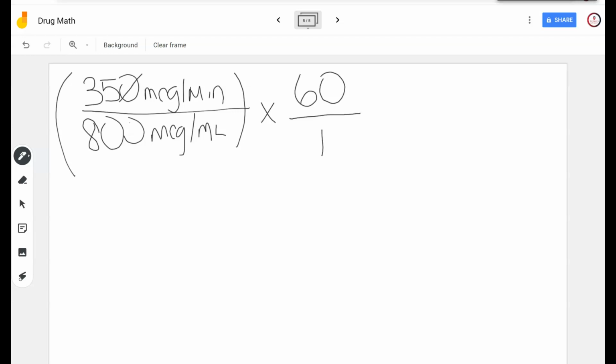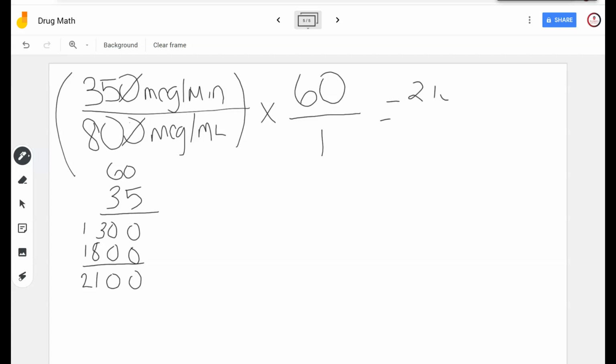So 350, get rid of your zeros. So you can do 35 times 60. Right, so 5 times 0 is 0, 5 times 6 is 30, so that's 300. Placeholder 0. 3 times 0 is 0. 3 times 6 is 18. 0, 0. 2100. Thank you. All right, so you have 2100 divided by 80. Again, you can cancel out your zeros.